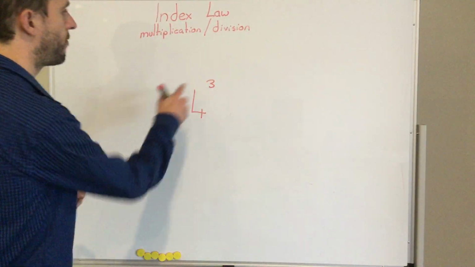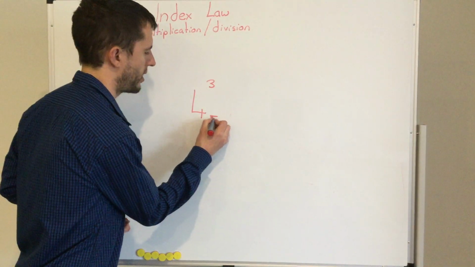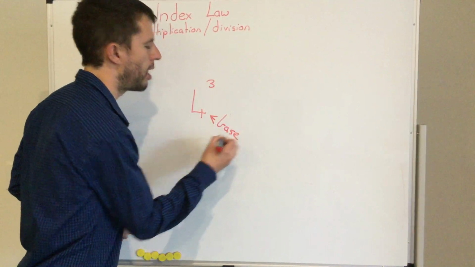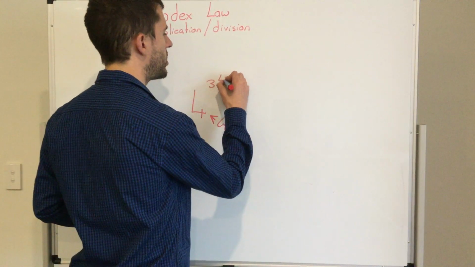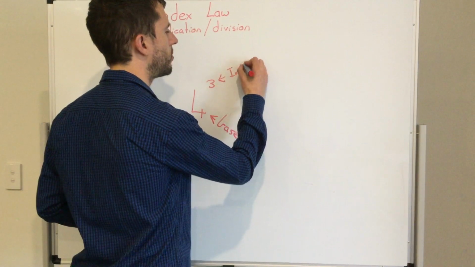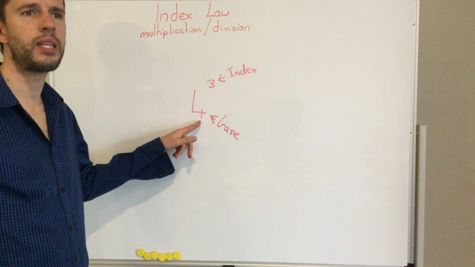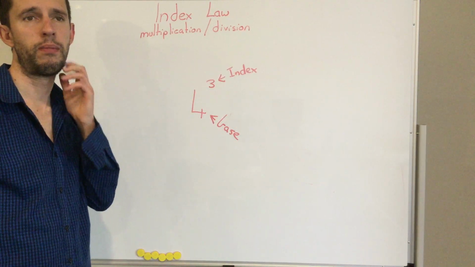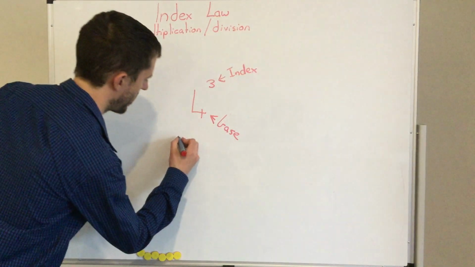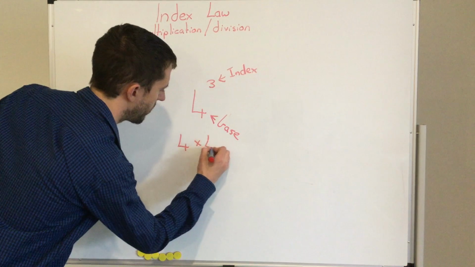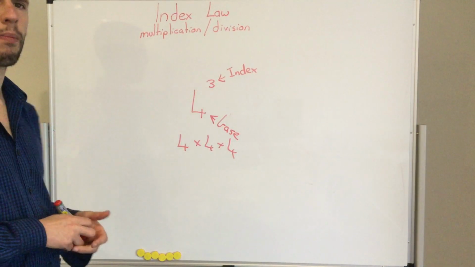So if I'm looking at 4 to the power of 3, this 4 is called the base. That is our number that's being multiplied. The number up here we call the index, and the index is how many times I am multiplying 4 by itself. It says 3, so if I'm expanding, I'm going 4 times 4 times 4. I've got 3 lots of 4 that I am multiplying.